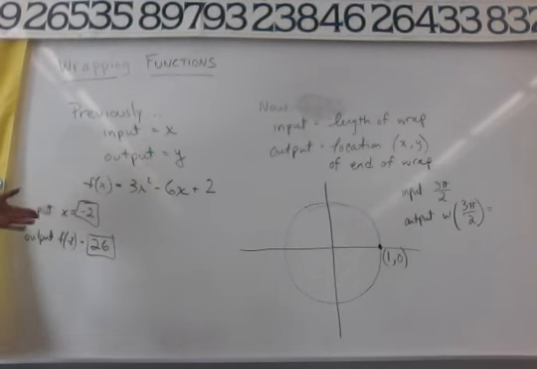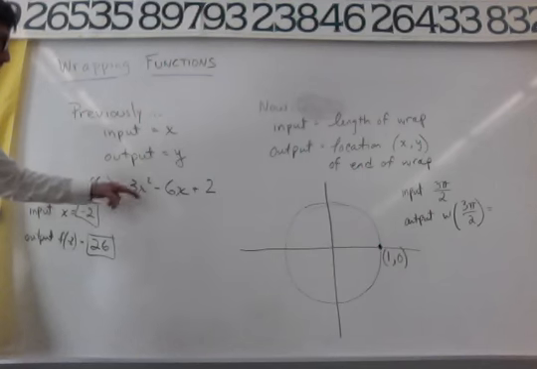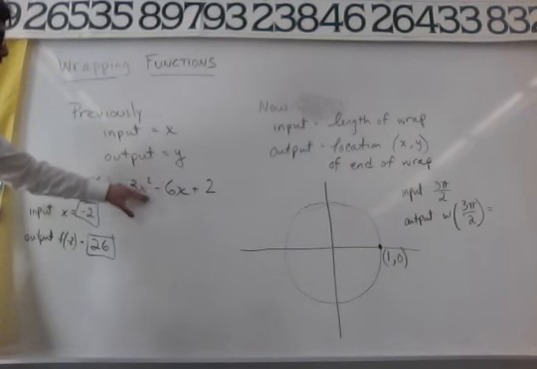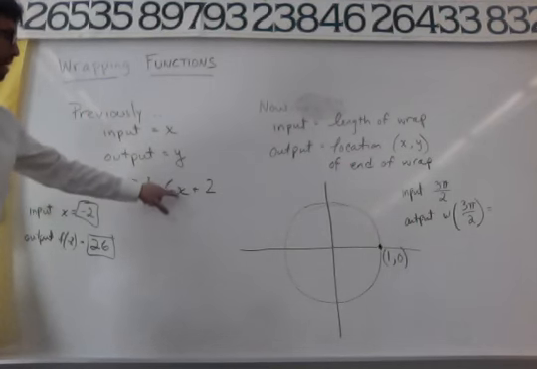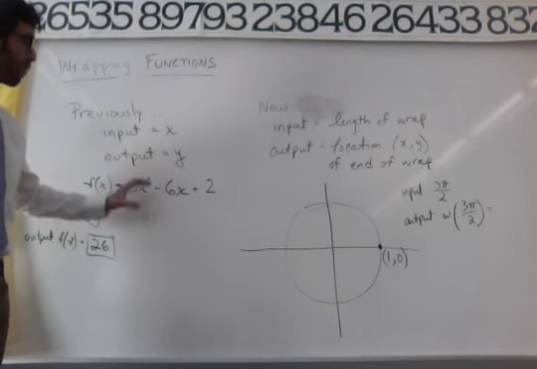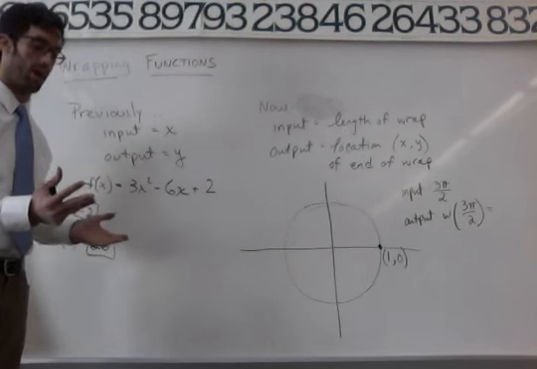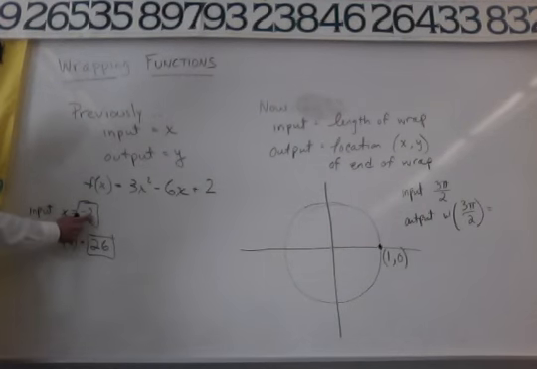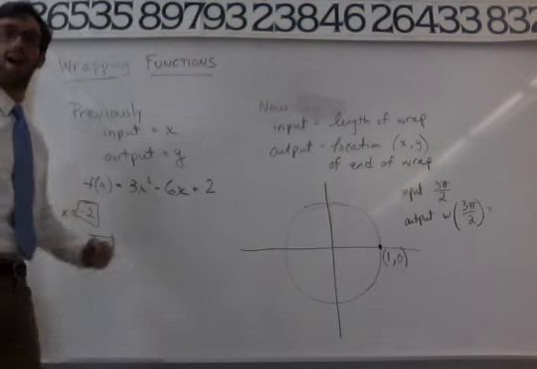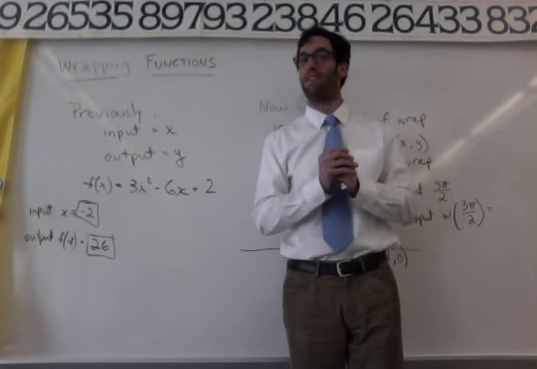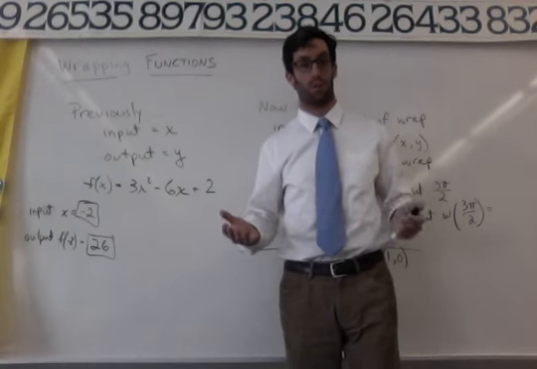So if we wanted to input a value of negative 2 for x, we would just enter that value for x, and what we would get is negative 2 squared is 4, times 3 is 12, negative 6 times negative 2 is also positive 12, so 12 plus 2. The output would therefore be 26. So if we input an x value of negative 2, our output is 26. x is a number, y is a number. The input is a number, the output is a number. That's usually how functions work.